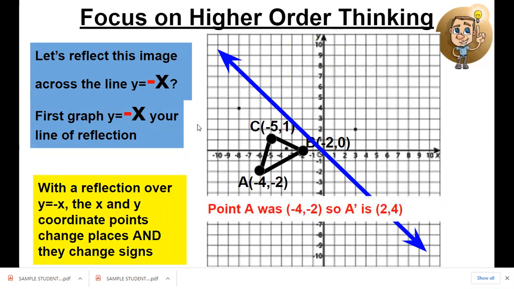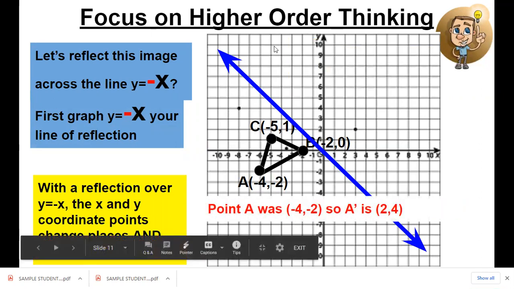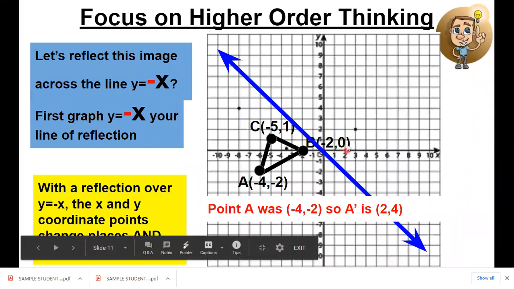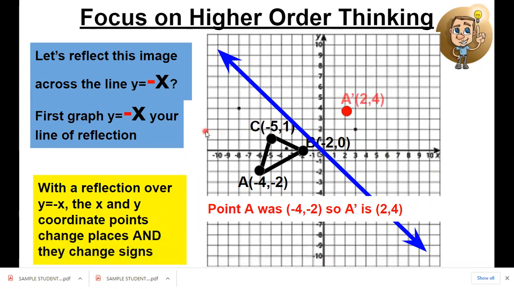So point A was (-4, -2). Let me get my spotlight here. And A prime now is going to be, flip them around, (2, 4). So you flip the 2 first, the 4 next, and then they were negative, so they become positive. So where's (2, 4)? (2, 4) is right there. So that should be A prime.